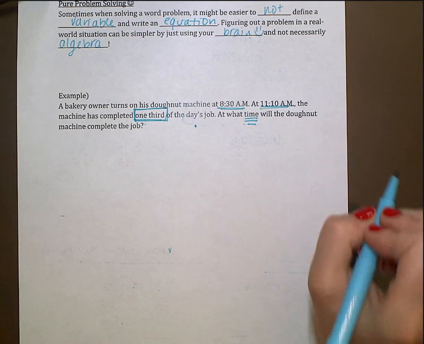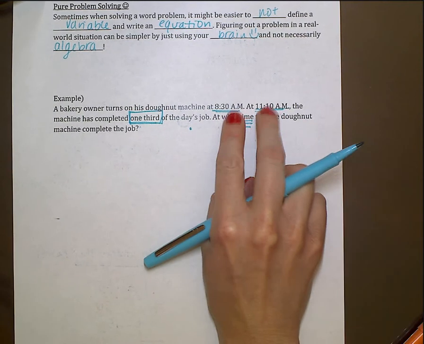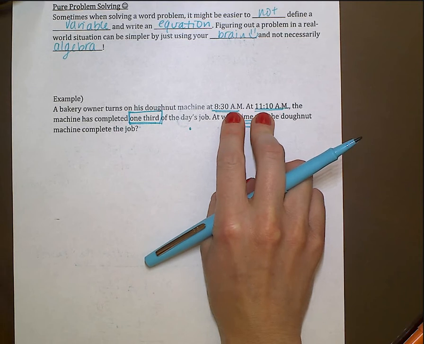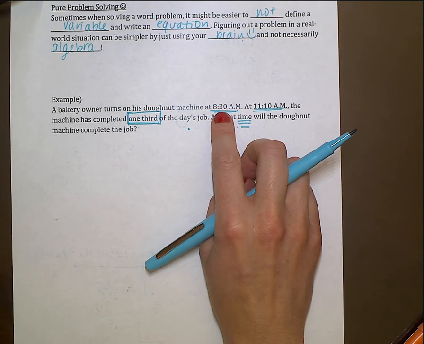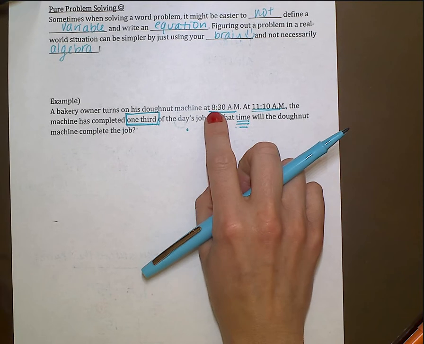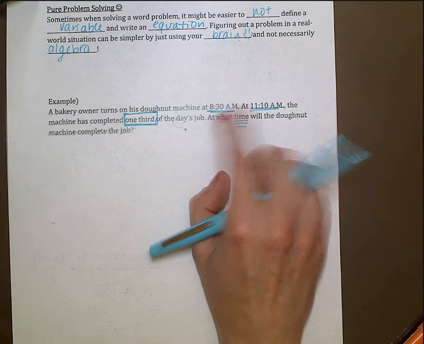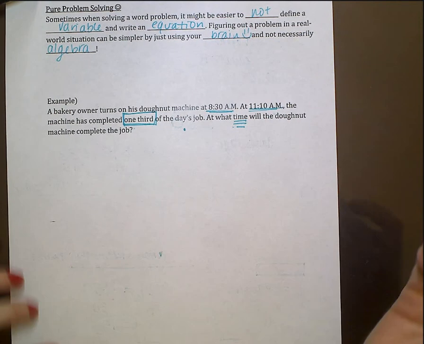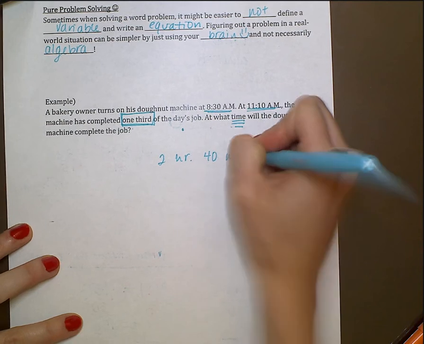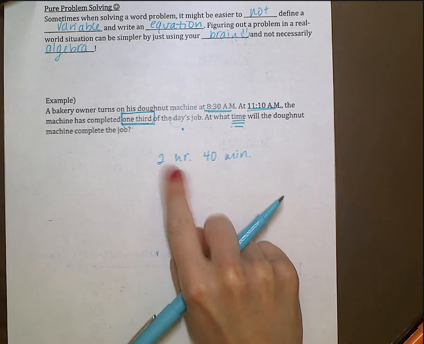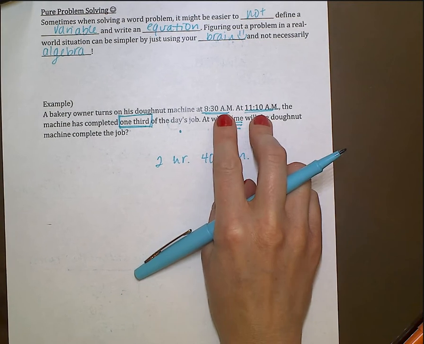All right, here's what I would do. I know 1/3 of the day's job was done between these two times. So I've got to figure out this time frame right here. Well, I feel like most of us could do that. From 8:30 to 11:10, 2 hours after it was turned on would be 10:30. If you add 40 more minutes, you'd be at 11:10. So, all right, I'm going to just make some notes so I can figure this out. Here's problem solving in real life, people. After 2 hours and 40 minutes, 1/3 of the day's job was done. That's the time span here.